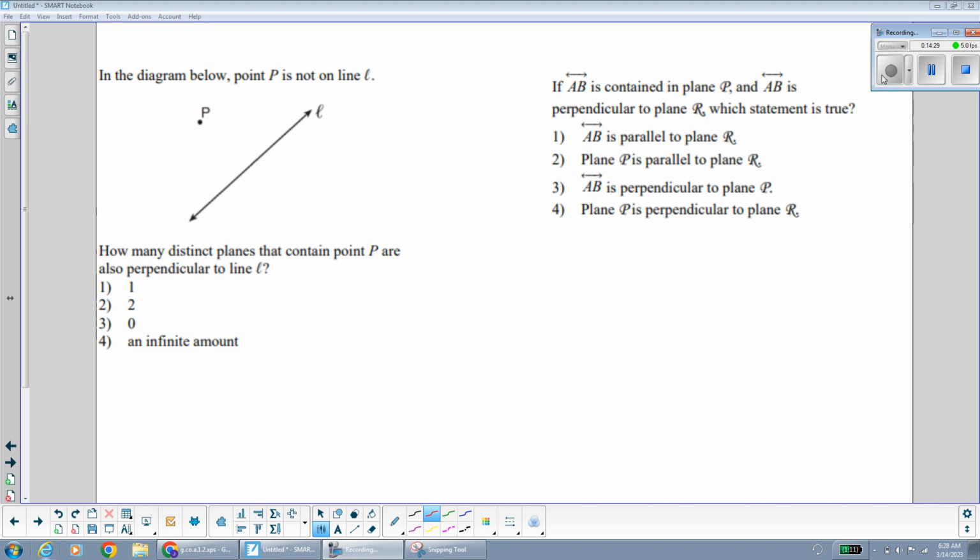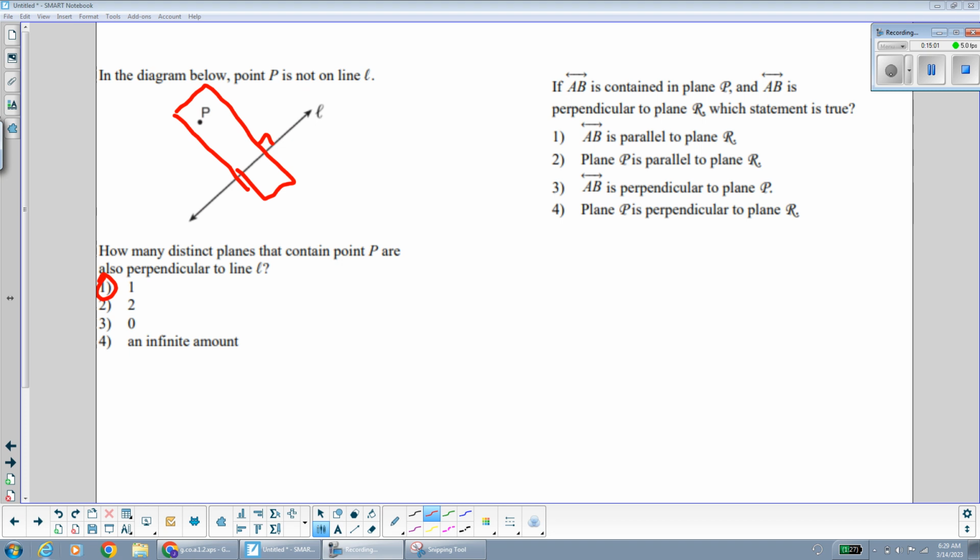The correct answer for the first one is 1. Just like there is only one line passing through a point that is perpendicular to a line, the same thing applies to planes. There would be, and I'm a terrible artist, only one plane containing point P that is perpendicular to line L. For the next one, pause the video and see if you can pick an answer.